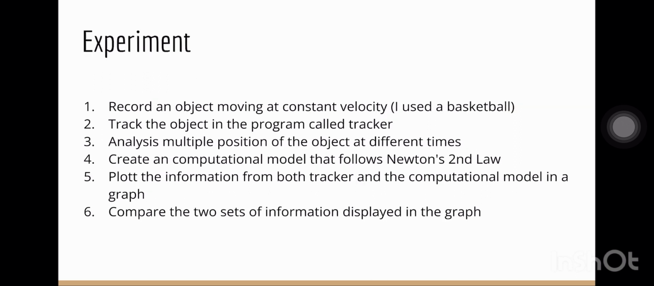My experimental procedure starts with me recording myself rolling a ball across my driveway. I put this recording in the Tracker program. The Tracker program analyzes multiple positions of the object at different times. Then I create a computational model that follows Newton's second law. I plotted the information from both the Tracker and the computational model in a graph. Lastly, I compared the two sets of information displayed in the graph.